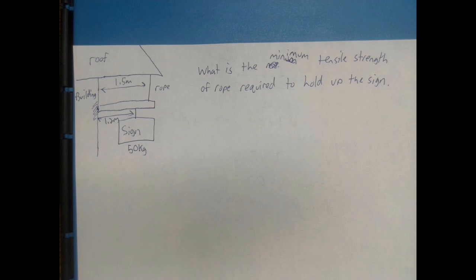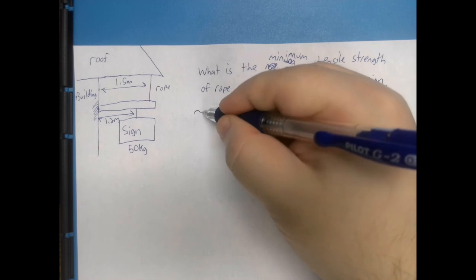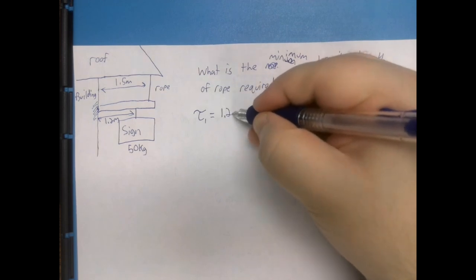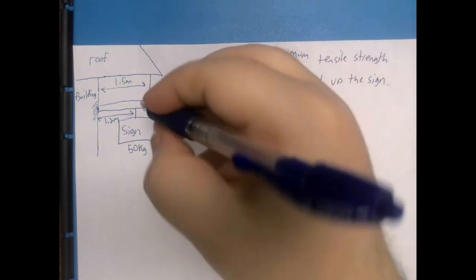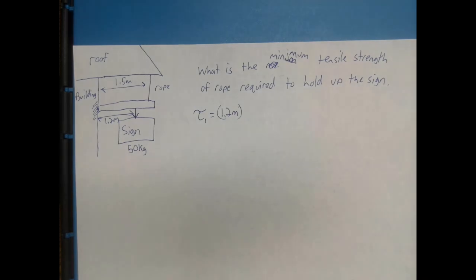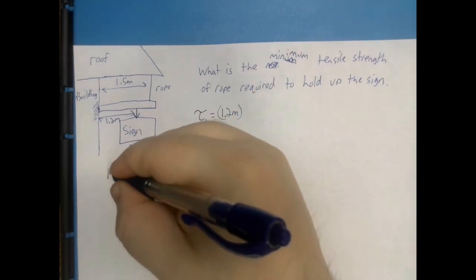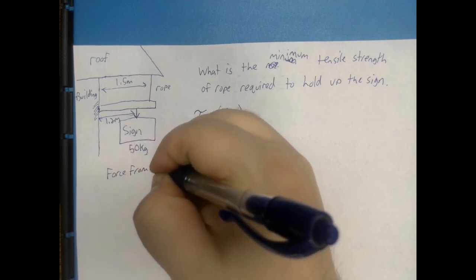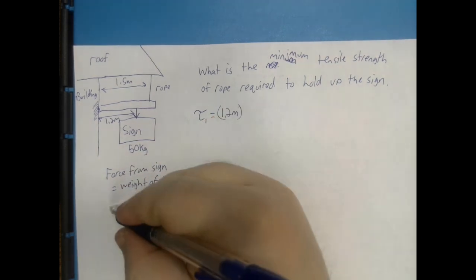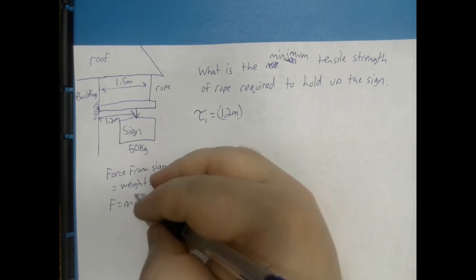So we want this pole to hold up the sign, and we don't want it to break. If the rope breaks, obviously the pole is going to start rotating downward. So we can do the torque 1 of the sign. This would be 1.2 meters. And what would be the force here? The force from the sign is equal to the weight of the sign, right? How much it weighs? F equals ma, right?